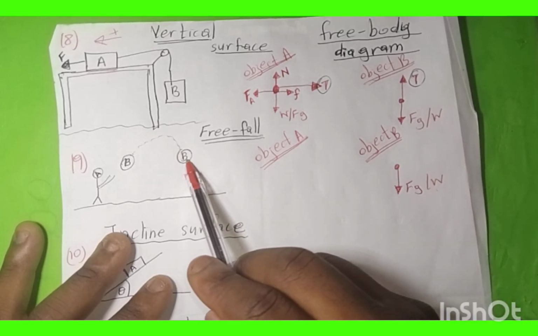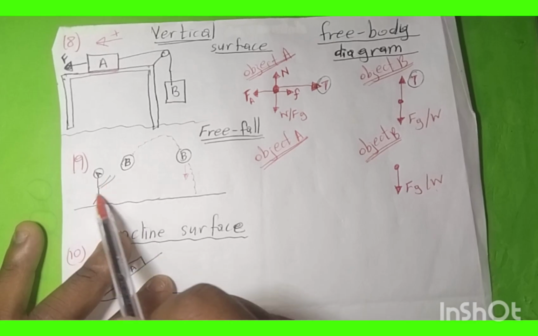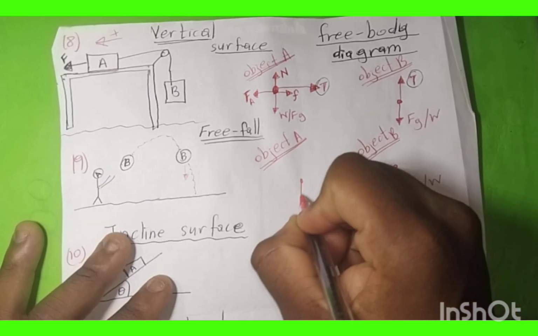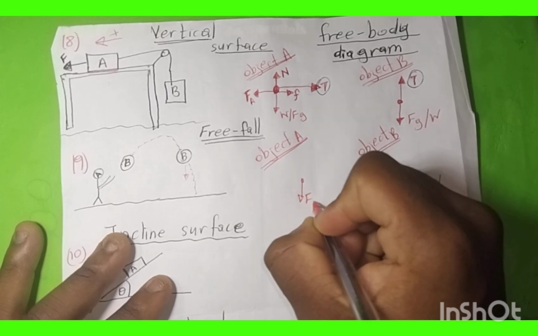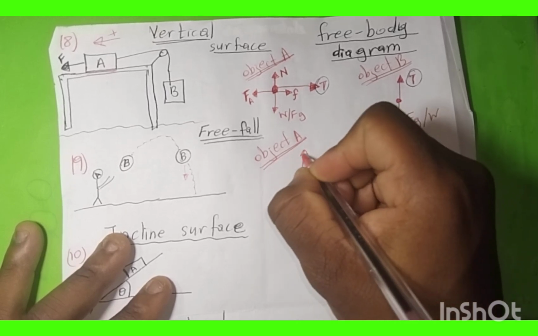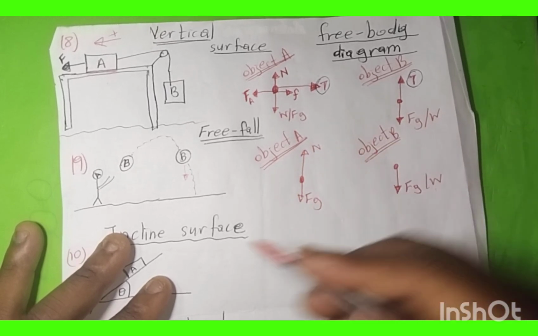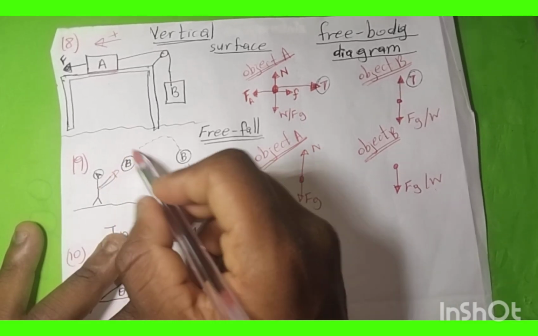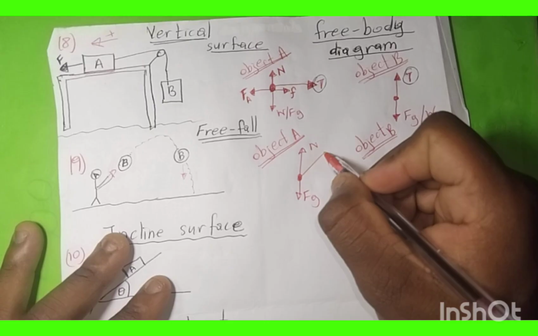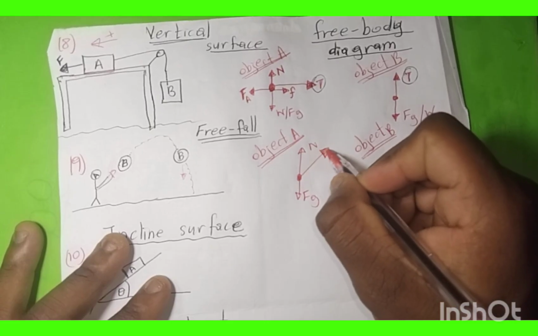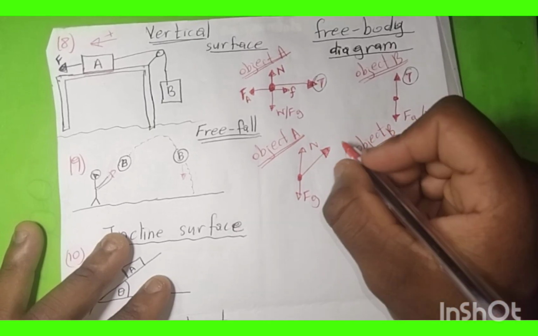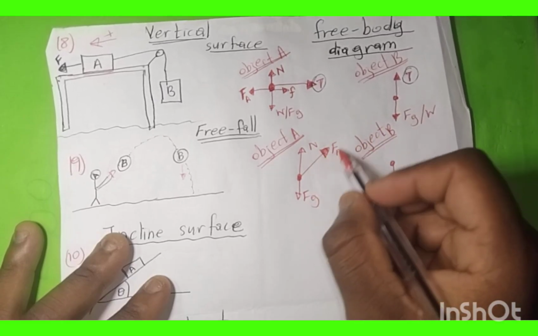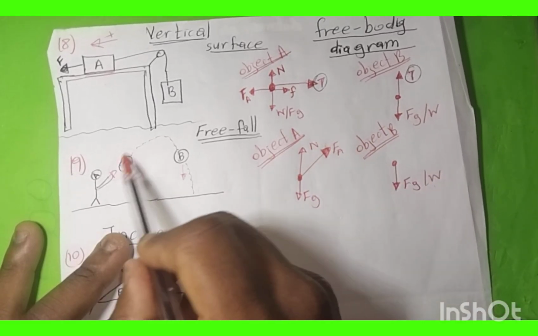Do you see? But now when we go to object A, on object A we got gravitational force, we got normal force, and at the same time this person has applied a force to this thing, meaning they also got a force which is being applied, an applied force. That person is applying a force to object B.